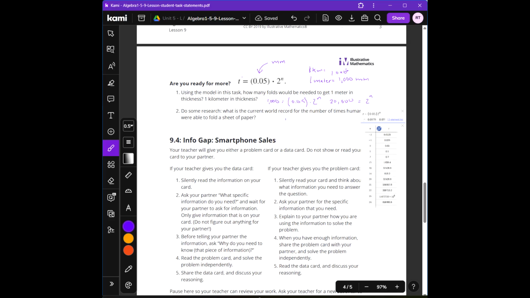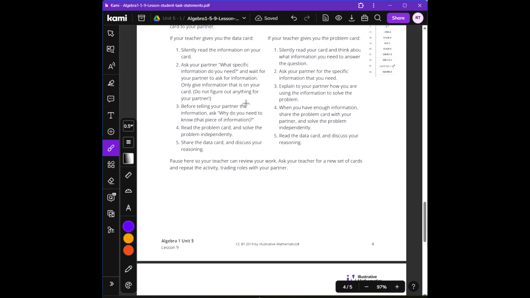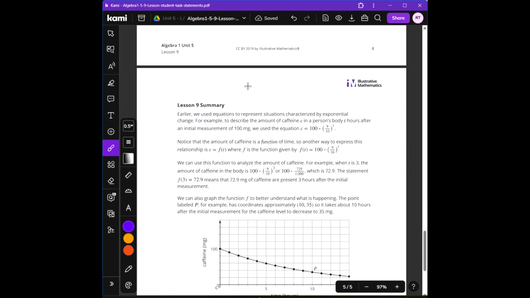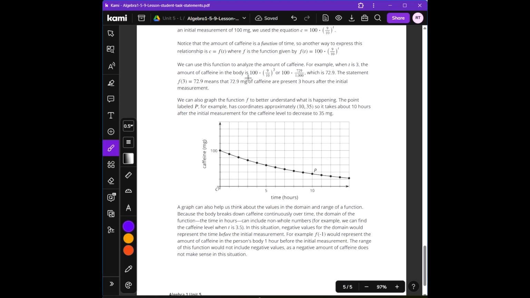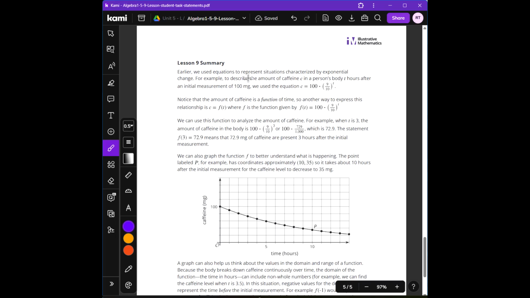So for 1 meter, it's going to be 15 times. And for 1 kilometer, you need to fold it 15 times. We will skip the number 4. And then remember to always read through the summary.